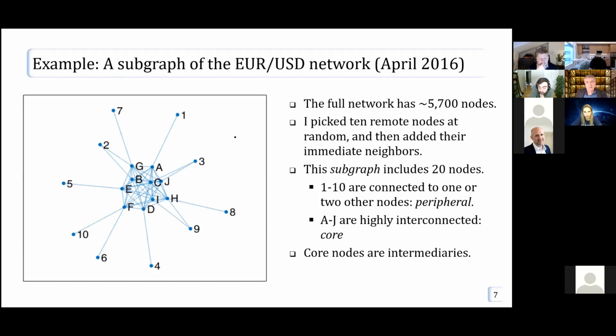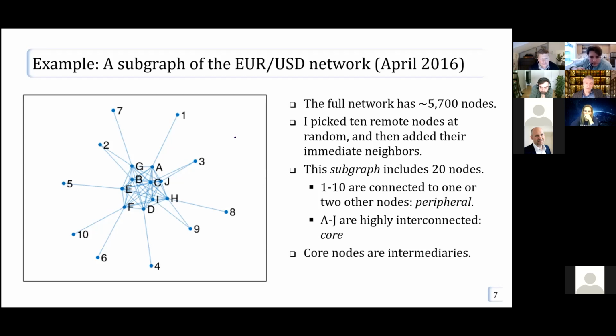So to show one of these, I constructed a subgraph of the Euro-US dollar network for April 2016. Now, this is a subgraph, so the full network has about 5,700 nodes. And if I were to put that picture up, it would be a very dense blur. So to make the present point, I just picked 10 remote nodes at random and then looked at their immediate neighbors and drew all of the connections.